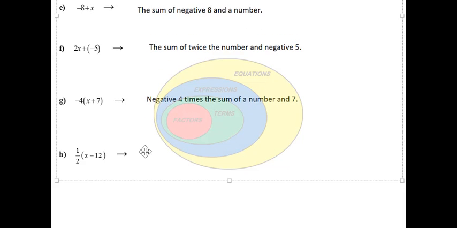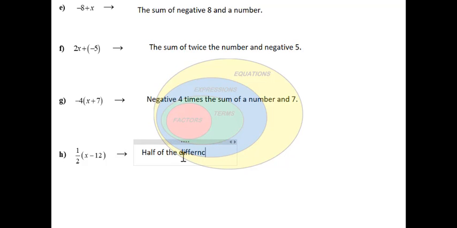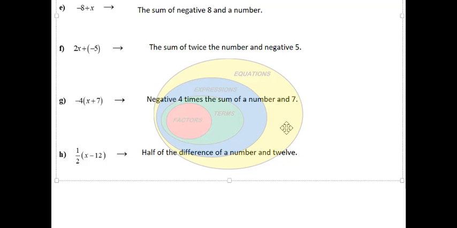So, all right, the last one is 1/2, and then that's times the expression x minus 12. So we could take half of, which represents 1/2 times, and the expression in parentheses is a difference of a number and 12.